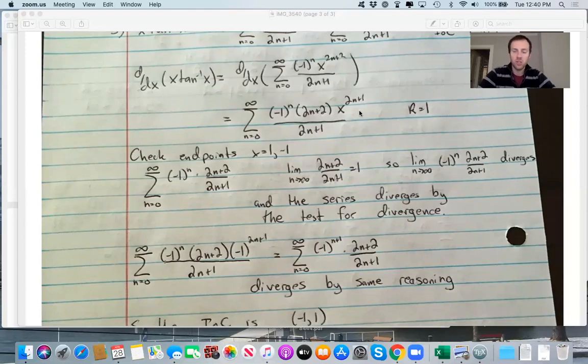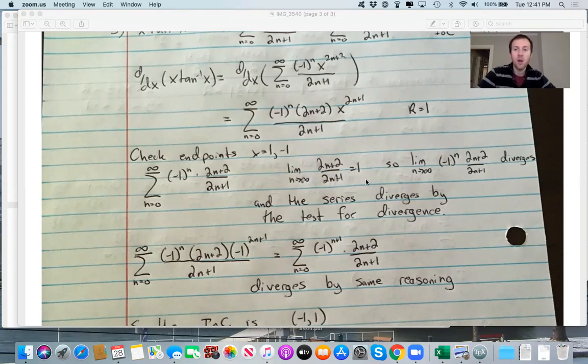1 to a power is just 1 the whole time. So what we're left with in the series is negative 1 to the n times (2n plus 2) divided by (2n plus 1). And now we sort of forget about this being a power series and all of that, and just say, here's a series, what does it do? And how we can analyze this is saying, well, (2n plus 2) over (2n plus 1), that converges to 1.